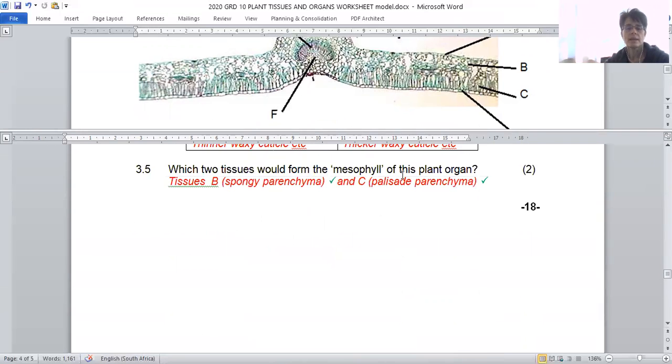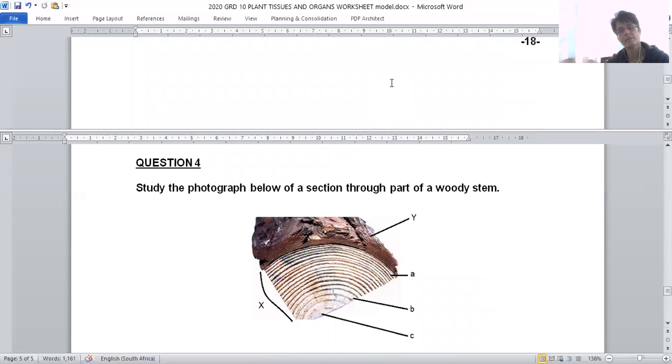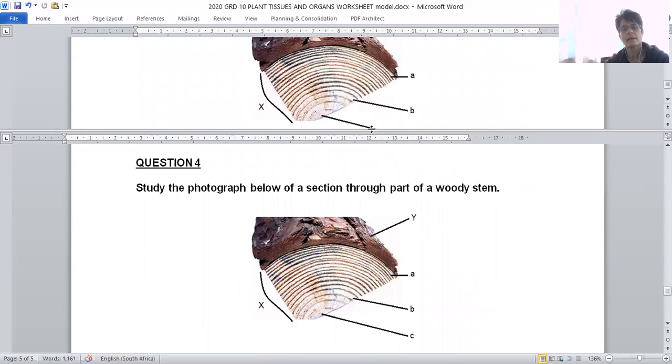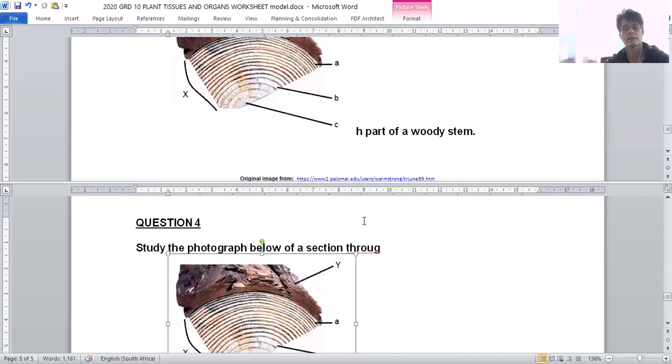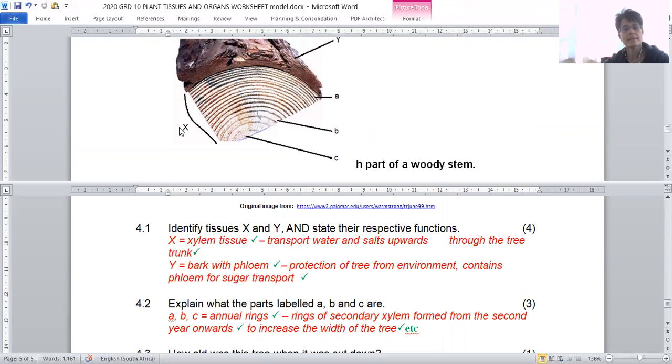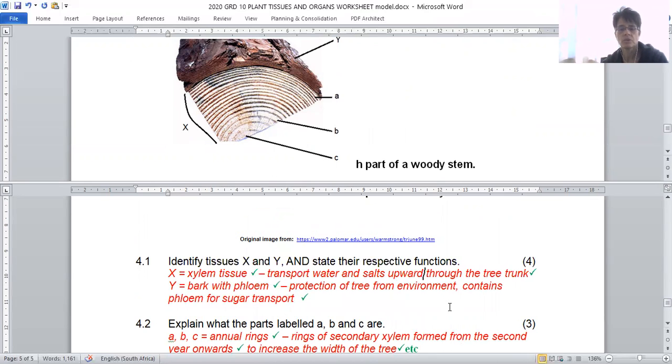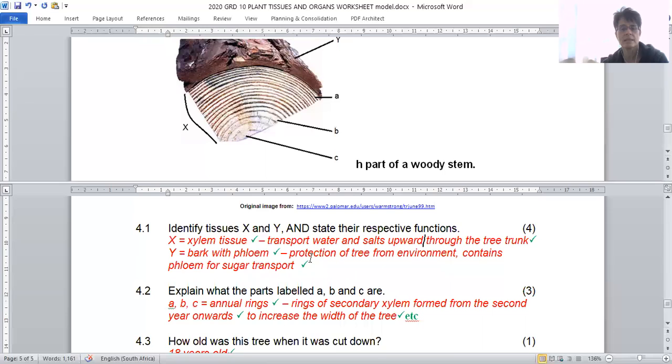Okay. So then we look at the question number 4. In fact, let's move this up. And let's move that down, and let's go to the questions. Right, so identify tissues X and Y. Well, X is the xylem and Y, we didn't do a lot of this, so phloem or bark, whatever. So xylem transports water and salts upwards through the tree, whereas phloem transports the sugars or the sucrose that is made in the leaves down to wherever it's needed, or up or down actually.